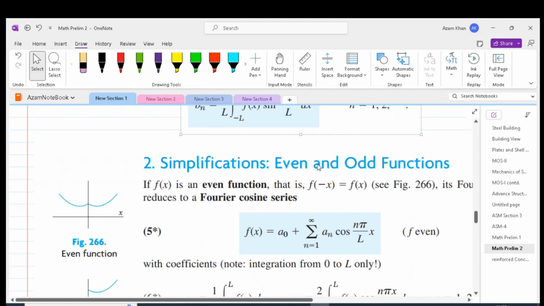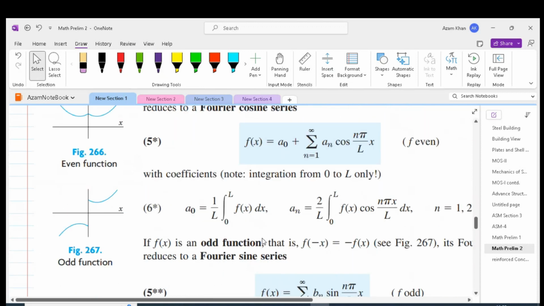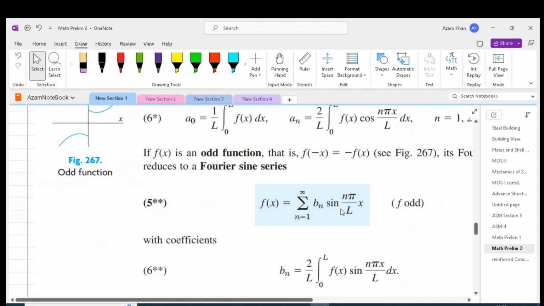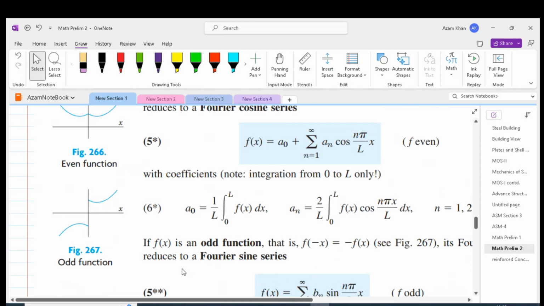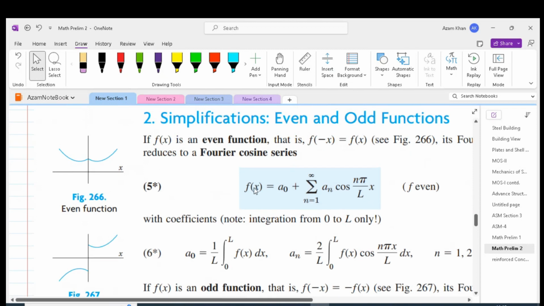The second form is considering only the cosine term and is applicable to even functions. And the third form is considering only the sine term and is applicable to odd functions. If our applied load is either an even or odd function, then that will simplify our calculation and we will be able to approximate a function using these half-range Fourier series.